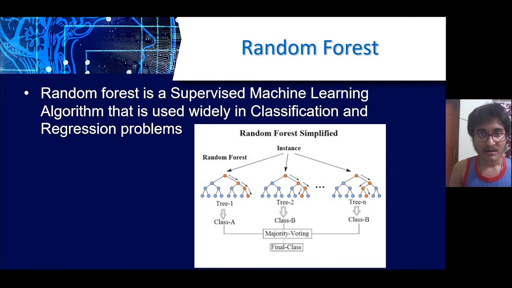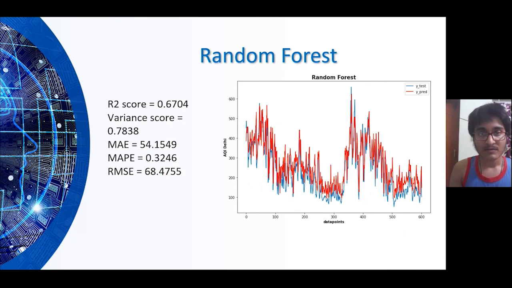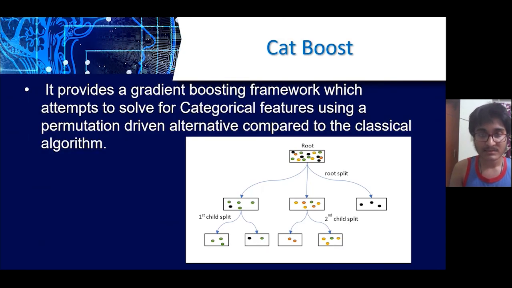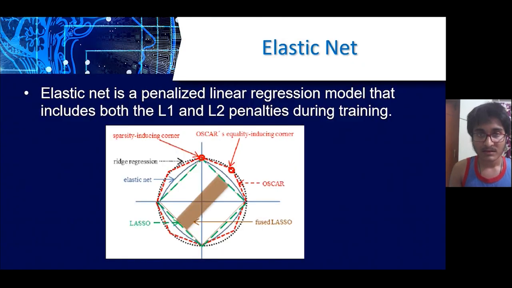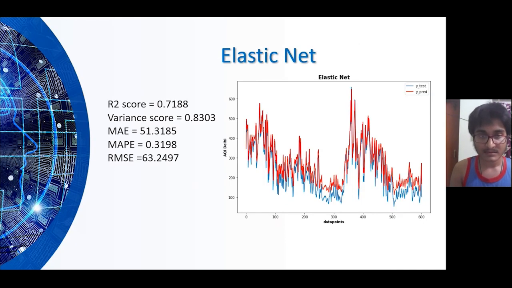Random forest. This algorithm is the same as decision tree, but instead of taking random subsamples, it uses a greedy algorithm to make the decision trees. These are its results. CatBoost. CatBoost is a supervised ML model based on gradient descent, which performs very well for categorical data. These are the results for CatBoost. Elastic net. Elastic net is a regularized regression method that linearly combines the L1 and L2 penalties to give good results. These are its results.